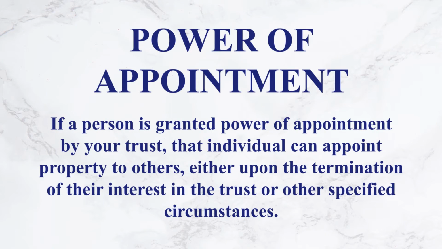Number 3, power of appointment. You might notice that your trust grants a power of appointment to an individual, usually a beneficiary. If a person is granted power of appointment by your trust, that individual can appoint property to others, either upon the termination of their interest in the trust or other specified circumstances. The individual given the power is usually referred to as a holder of the power.